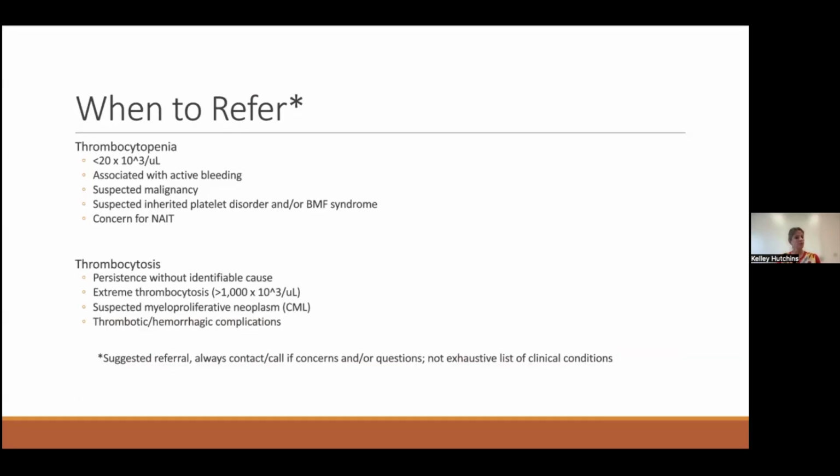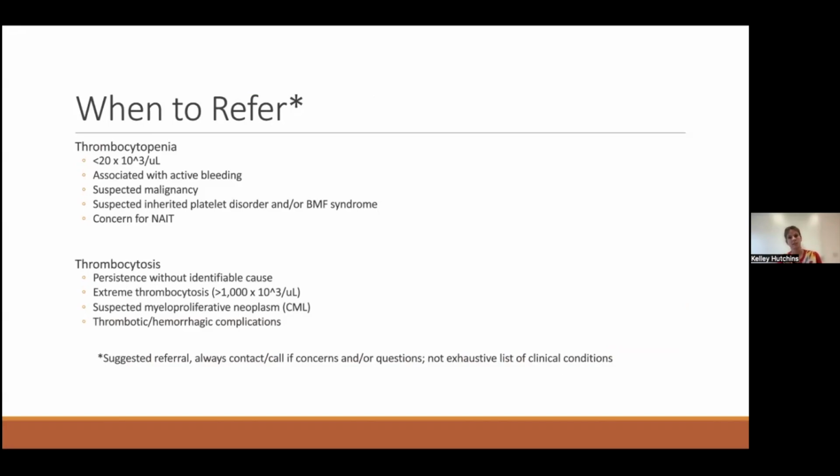And when should you refer? So the asterisk is, again, this is general, and you are always welcome to call and reach out and email with whatever, right? But in general, if they're less than 20, for sure, right? Why are they less than 20? Could be ITP. Sometimes we can just discuss and monitor together. But again, if you're ever concerned, just call.